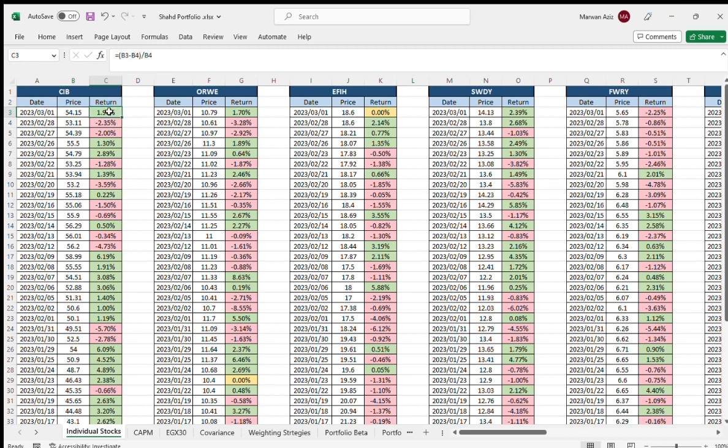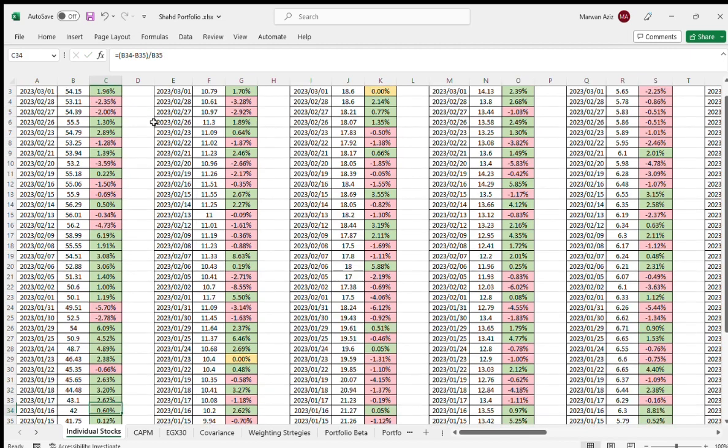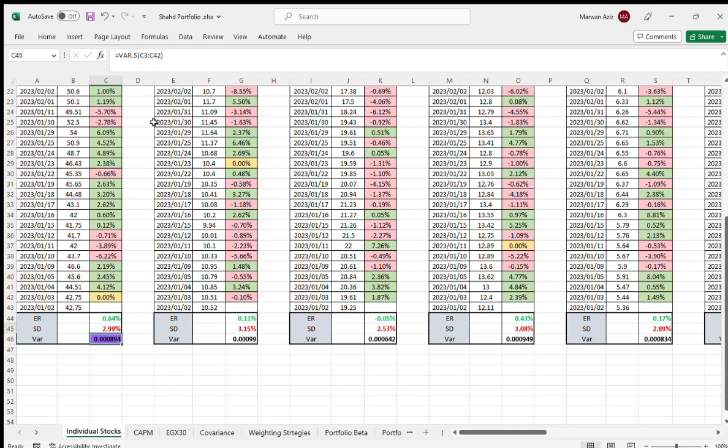I got the return for each stock by subtracting new minus old over the old, and then I got the expected return for each stock through getting the average for all the daily returns, and I got the standard deviation using this formula, standard deviation for sample, also for all the returns of the stock. And I got the variance also for all the stocks, and later on I'll show why I got the variance.